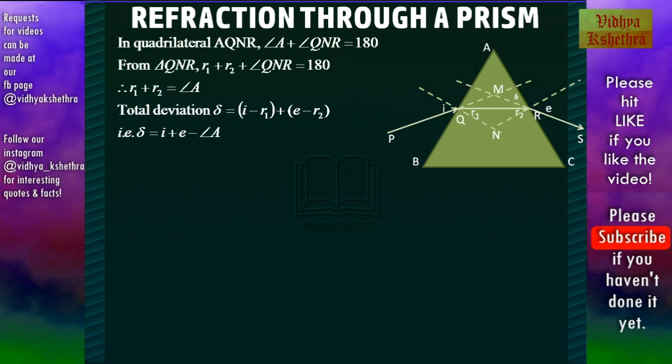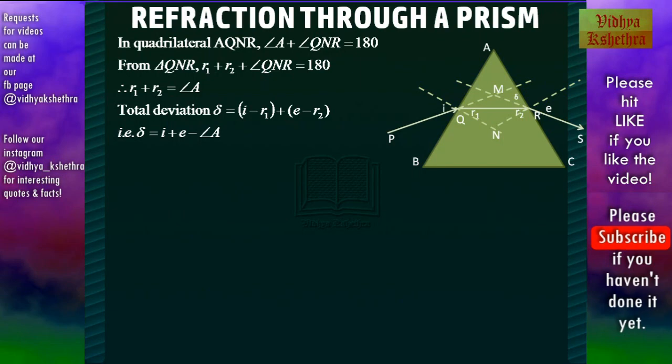Now, considering the quadrilateral AQNR, we can see that angle A plus angle QNR is equal to 180 degrees. And from triangle QNR, we get R1 plus R2 plus angle QNR is equal to 180 degrees. From both these equations, we get R1 plus R2 is equal to angle A, the angle of the prism.